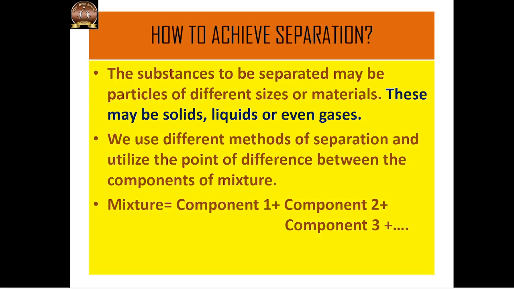Now, how can we achieve separation of the components of a mixture? The substances to be separated may be particles of different sizes or materials. As we have seen, the components can be in different phases. They can be of different sizes. They can be in different quantities. And we can make use of all of these things to achieve the separation.